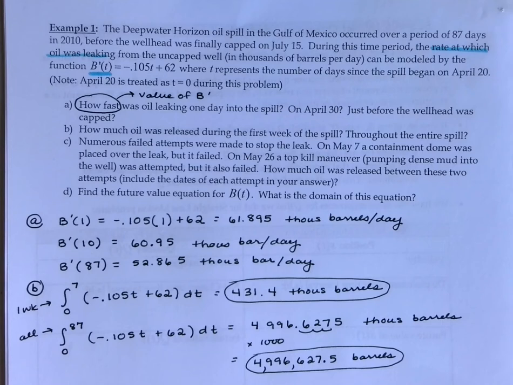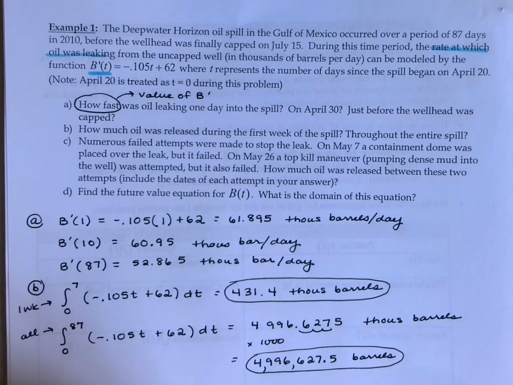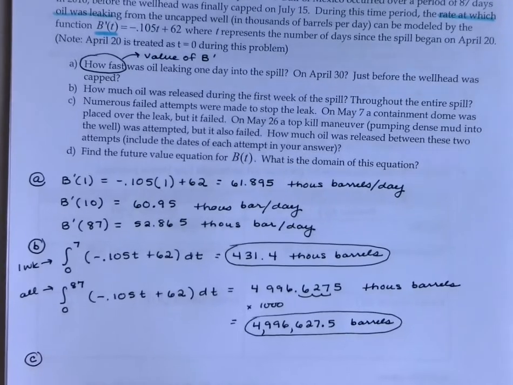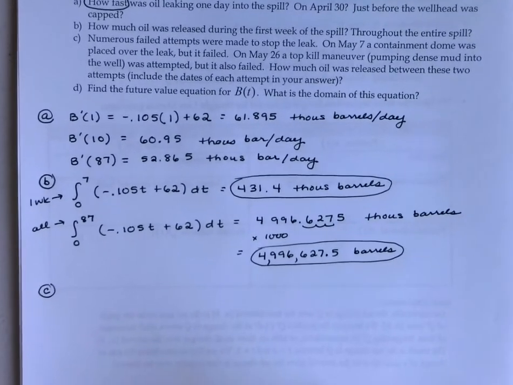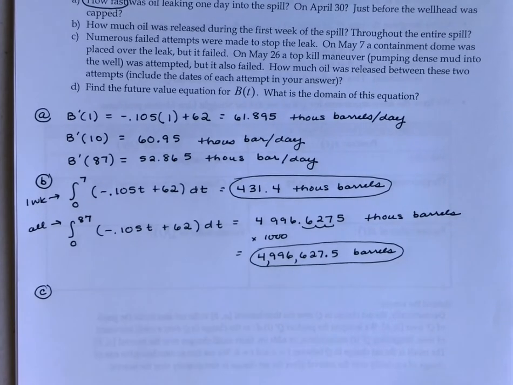All right, part C. Numerous failed attempts were made to stop the leak. On May 7th, they tried a containment dome. It failed. On May 26th, they tried what's called a top kill maneuver. It also failed. How much oil was released between these 2 attempts? And we can go ahead and include the dates of each attempt in our answer.